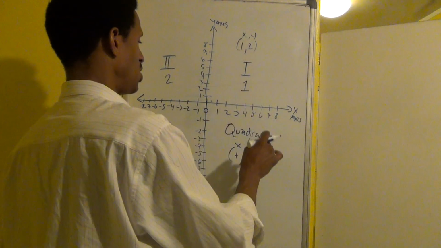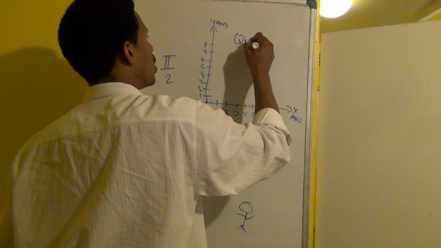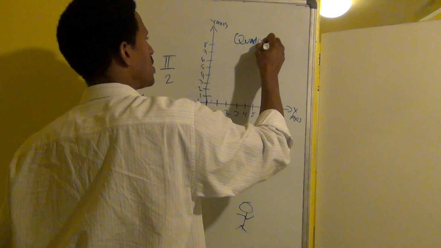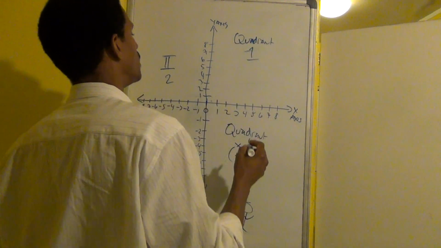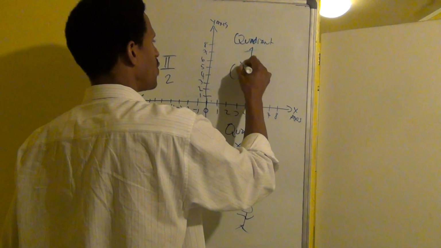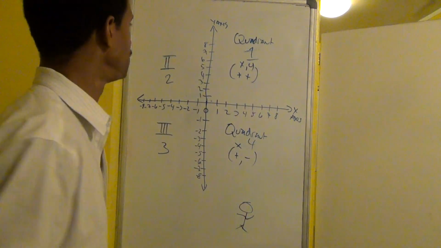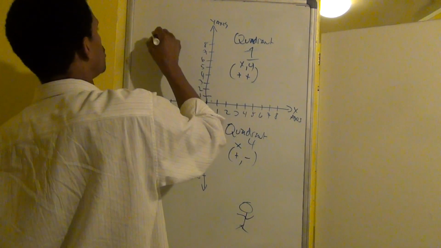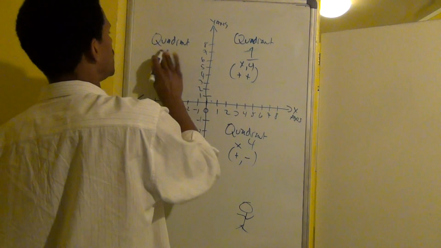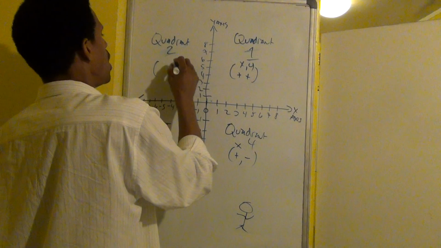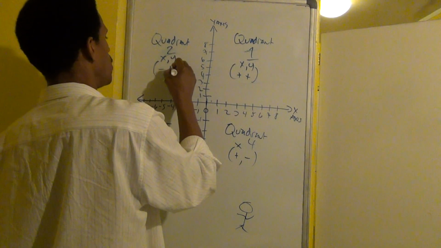So we'll go here. I'm going to erase this. Quadrant 1. All values over here for x will be positive, and all values for y will be positive as well. Excuse me. So let's go over here to quadrant 2. That's a bad 2. Quadrant 2. All your values for your x are going to be negative, and all your values for your y are going to be positive.